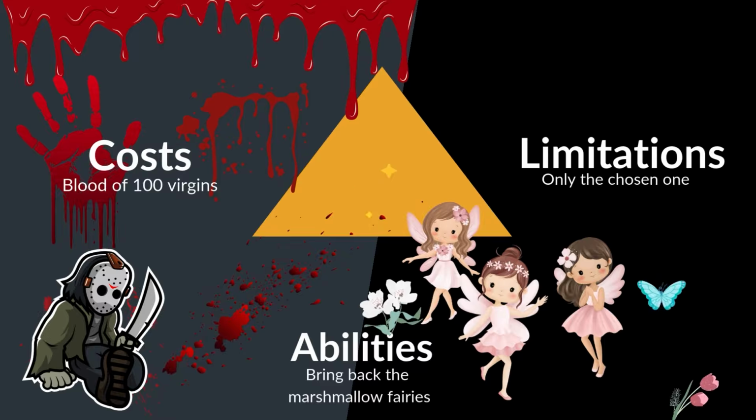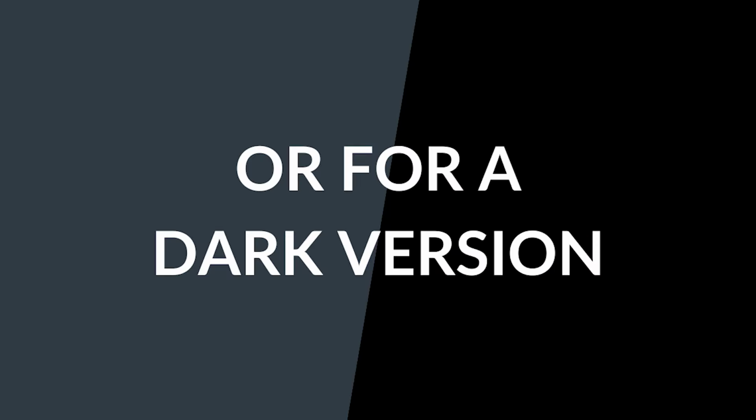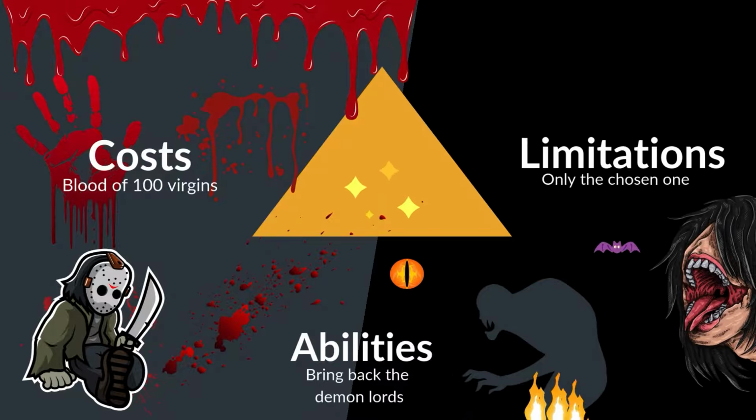You have to make sure the tone of your ability, cost, and limitations match across your triangle. That'll make a power that's not just balanced, but also gives the right flavor to your world. And it'll make it memorable too.